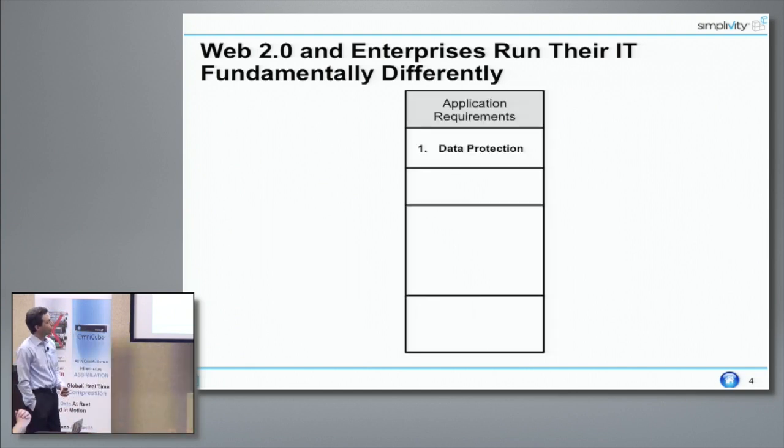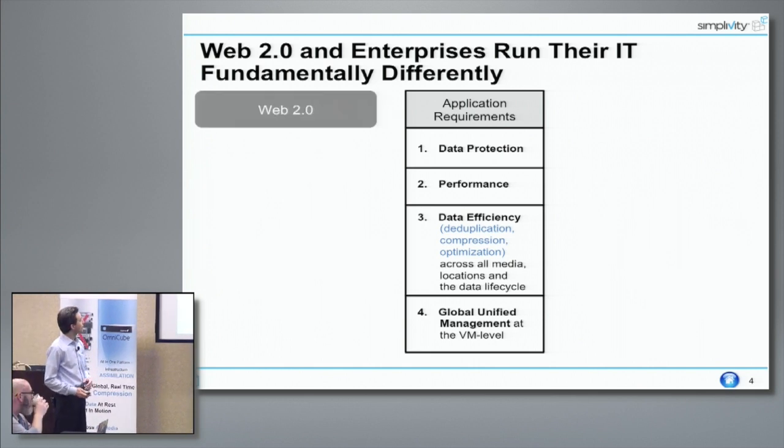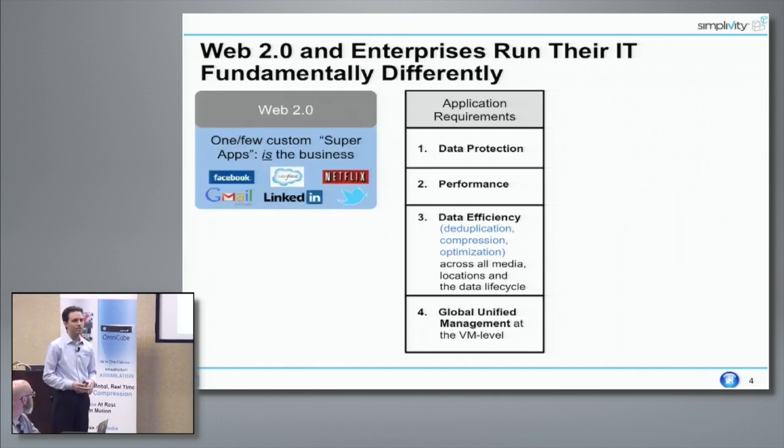If we look at some core infrastructure requirements around data protection, performance, data efficiency, unified management, some of the core features that you expect out of infrastructure, and we look at the left-hand side of it, the left-hand side is the businesses that really are basing their business on an application or a set of applications.